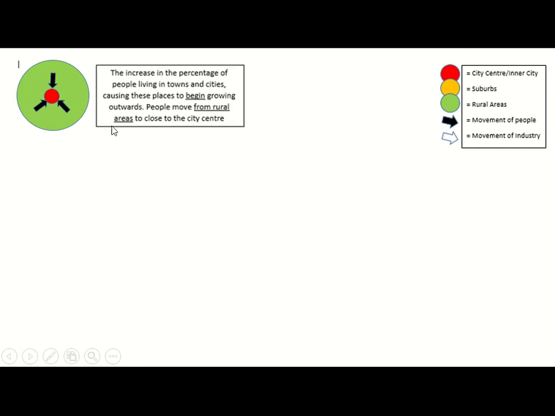So urbanisation is the increase in proportion of people living in towns and cities. And this diagram sort of represents that. So before places urbanised, most places are rural, and the green represents rural. And people, the black arrows, move towards places, settlements, which cause those places to grow. And that is essentially urbanisation in a nutshell. So this is the definition of urbanisation.